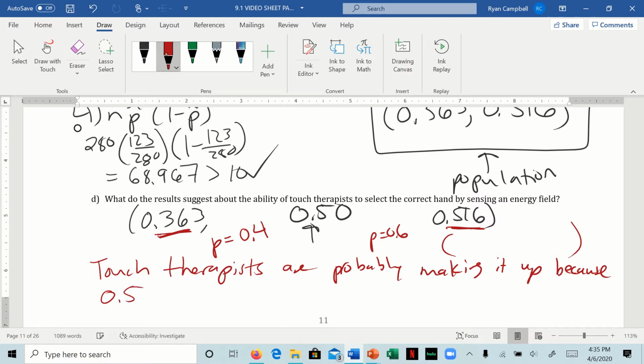Because 0.5 was inside the confidence interval.